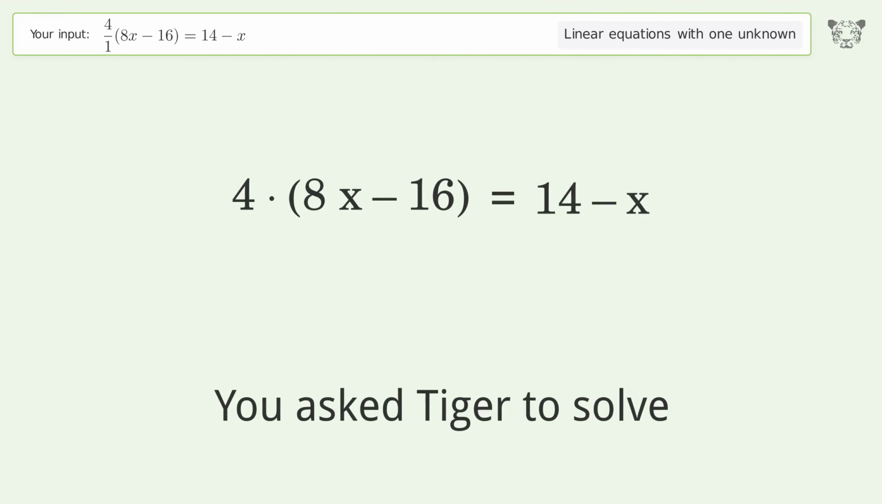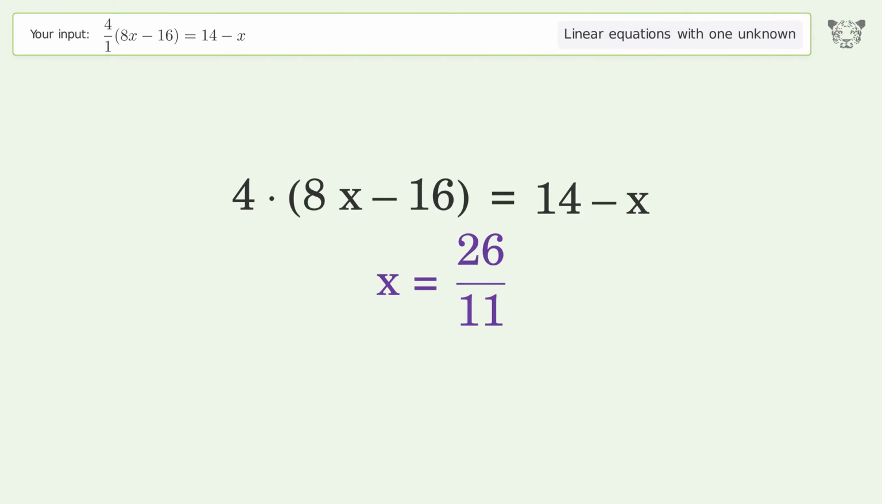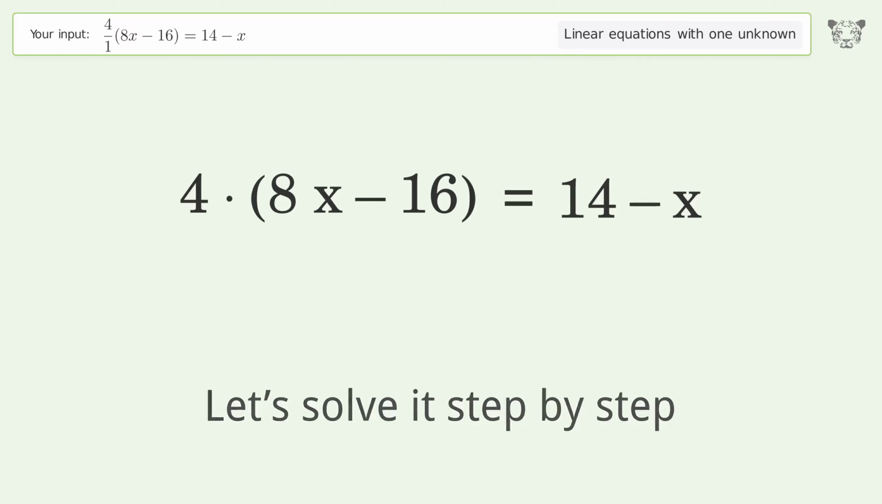You ask Tiger to solve. This deals with linear equations with one unknown. The final result is x equals 26 over 11. Let's solve it step by step.